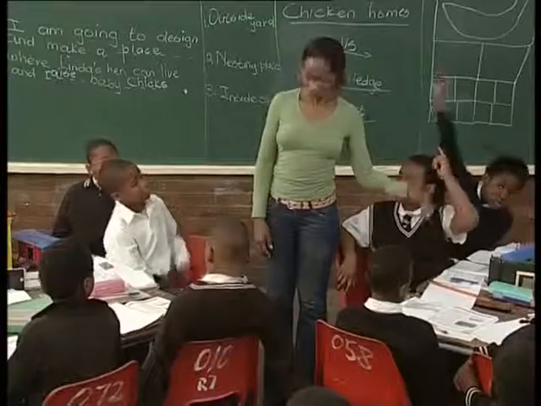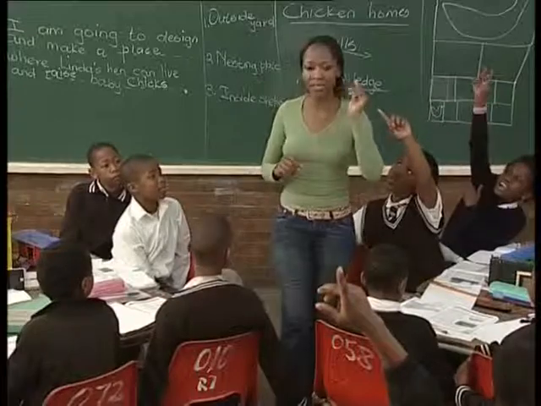They need to sleep. Where do they need to sleep? On the perch. Good, Charlene. Yes, Nkulego? A place to lay their eggs. A place to lay their eggs. Okay, what else do they need?